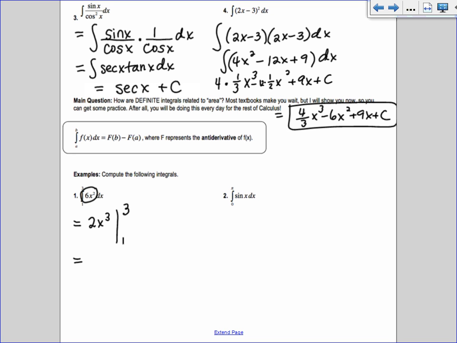Okay, now I'm going to plug in 3, and I'm going to plug in 1, and then I'm going to subtract the two values. So I'm going to have 2 times 3 cubed, minus 2 times 1 cubed. Okay, don't miss this, guys. This is important. So I have 2 times 27 is 54 minus 2, so I end up getting 52.